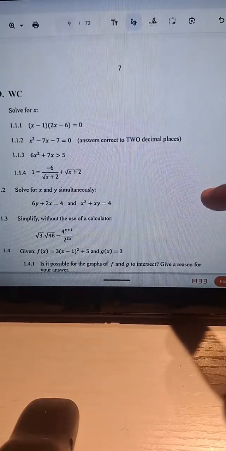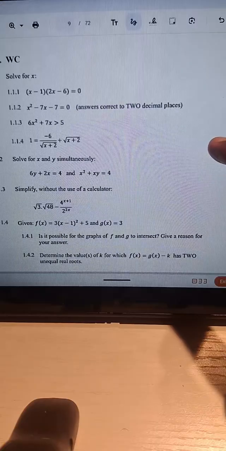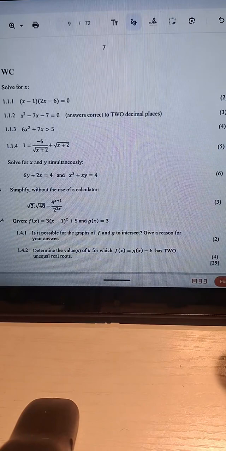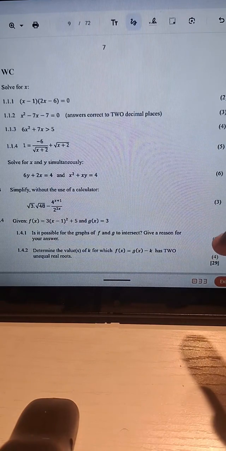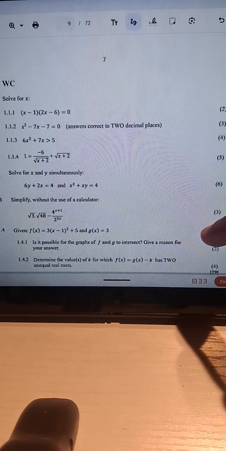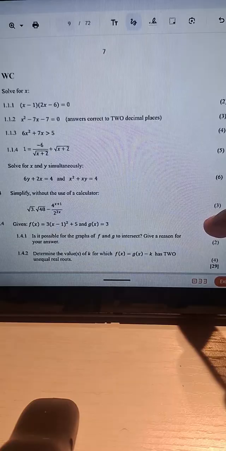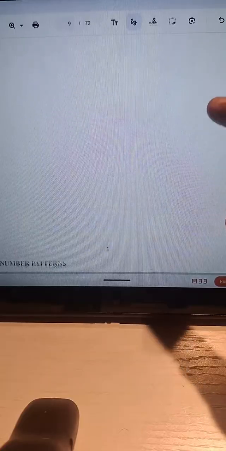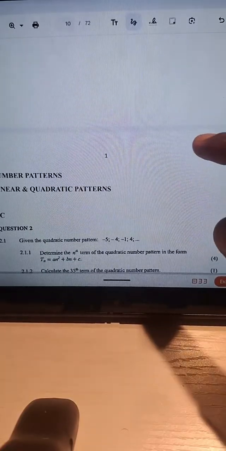Look at Western Cape. Where Eastern Cape? Where Western Cape? They even pushed it to 29 marks. Question 1. Talk about Western Cape, westernizing everything.